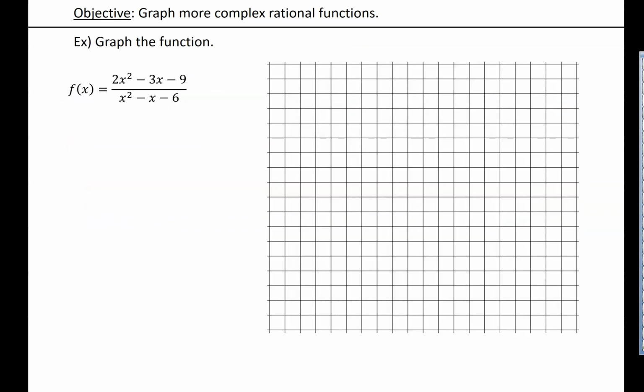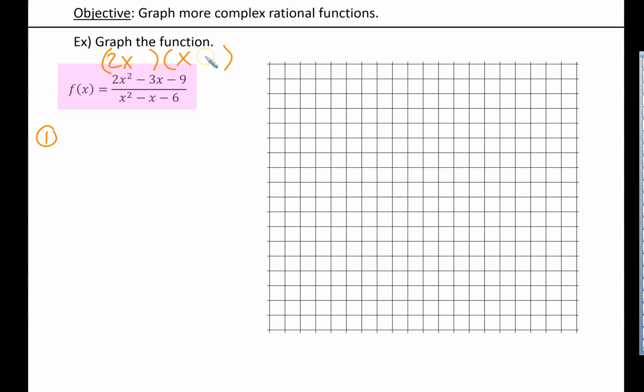So here is our first example. We're looking at graphing this rational function f of x. Like I said, it's super important that the first thing we do is find the simplest form of this function. So we want to factor both the numerator and the denominator. I'm looking at factoring here, and this would be a 2x and an x, and here I'm going to have to use my knowledge of the numbers and guess and check.